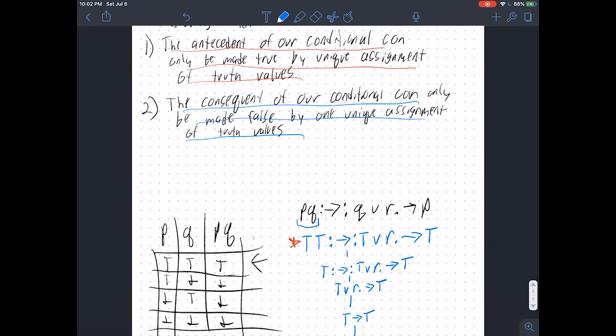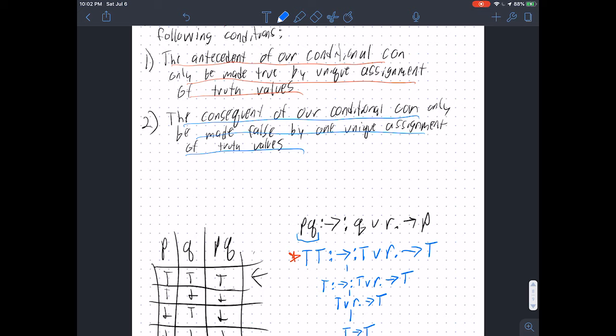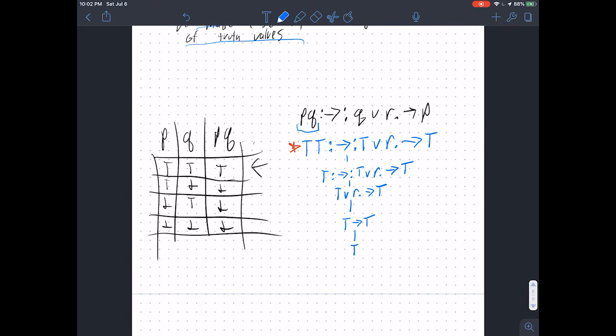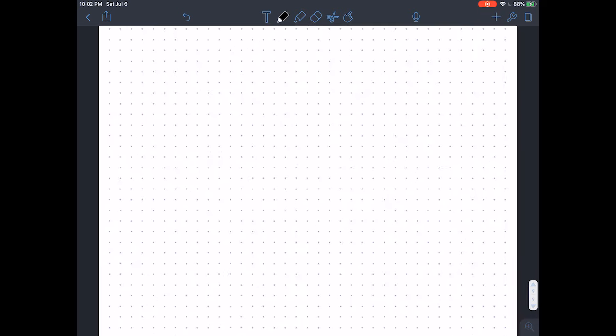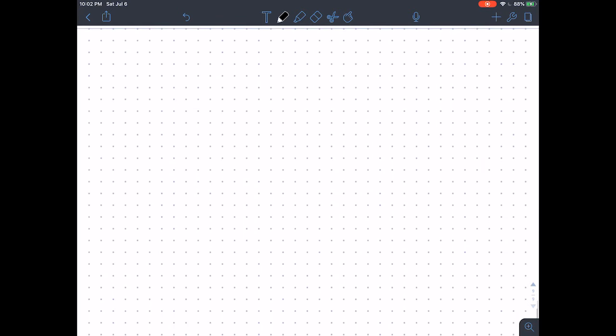If we have a schema that meets the first condition, the antecedent can only be made true by one unique assignment of truth values, right? And just to be clear, the assignment of truth values that makes this antecedent true is if we assign true to both P and Q. So the second condition is that the consequent can only be made false by one unique assignment of truth values.